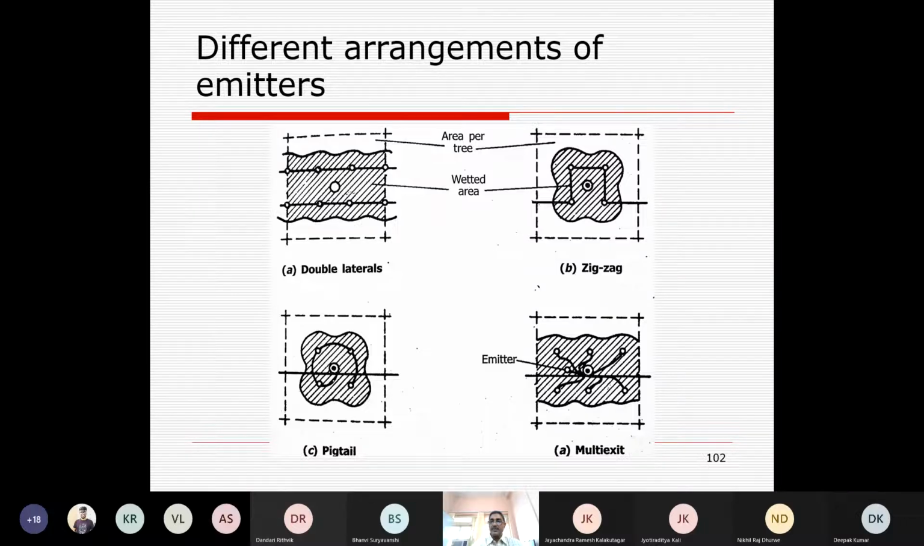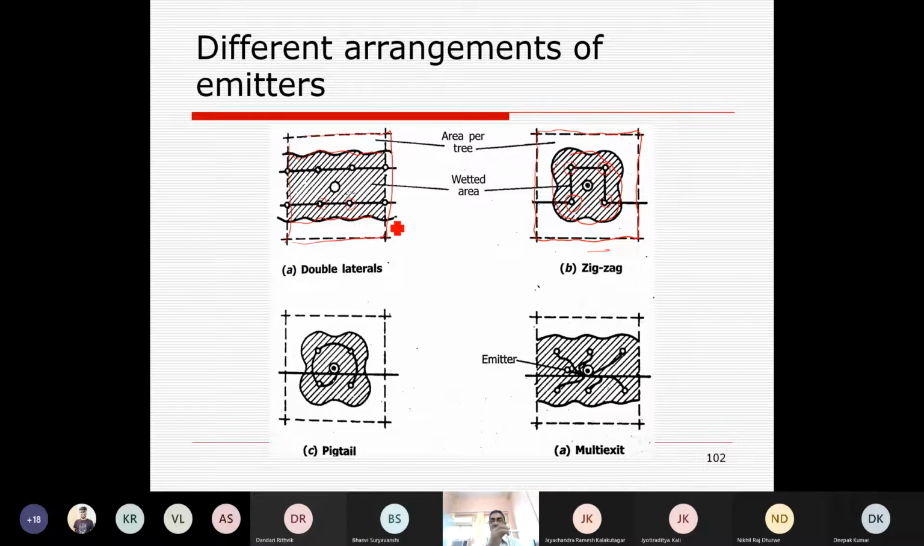The simple idea is, this is the area which is allocated for, say, a tree, a plant. However, we need to irrigate only this shaded area. So you can put a number of drippers. Suppose here 4 drippers are required in a different form, called a zigzag. Here we have a double lateral, so we are putting drippers on both sides. And the irrigated area is a fraction of this total area.